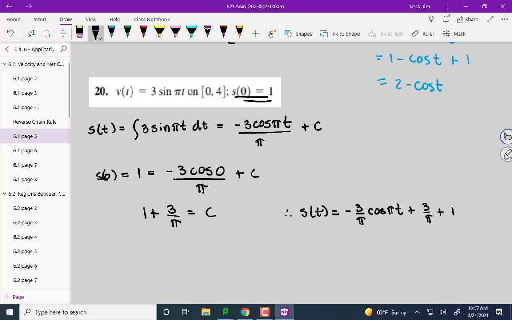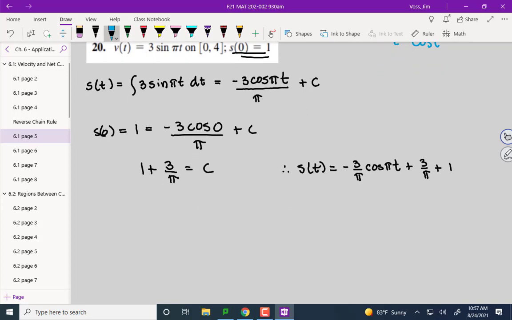So that would be our future position. That's our position at time t. We take that constant of integration, we replace it right there. So that's the antiderivative method. Antiderivative method, no limits of integration, resolve the constant.